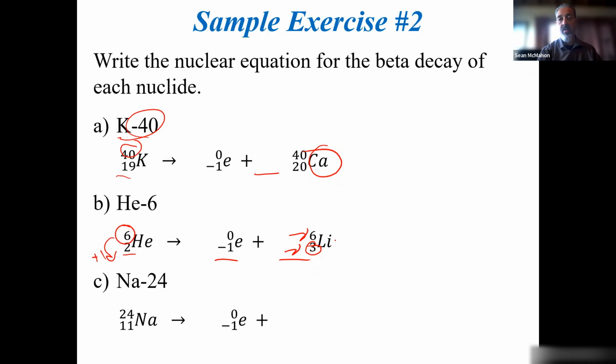Subtract 1 from what number gives me 11? 12. So this would be magnesium. And I know that because I look for the atomic number 12 and I see that it's magnesium.